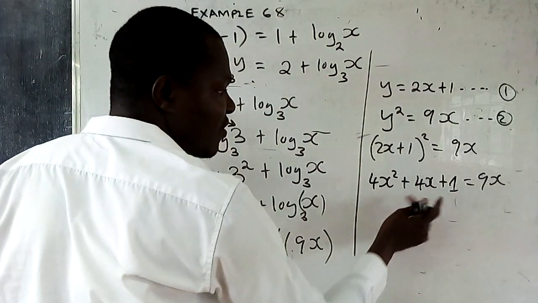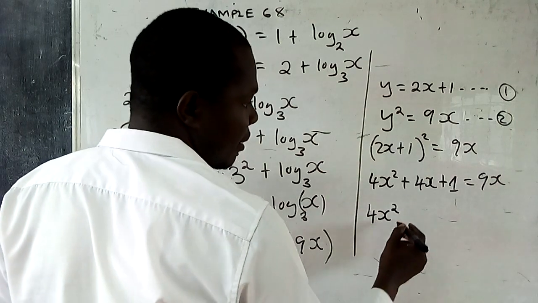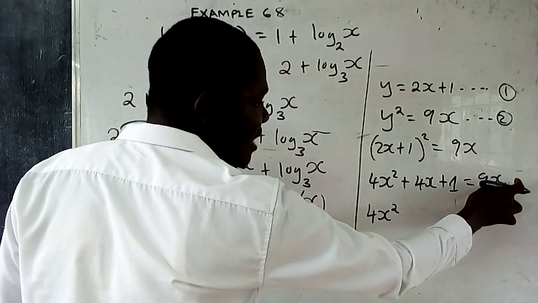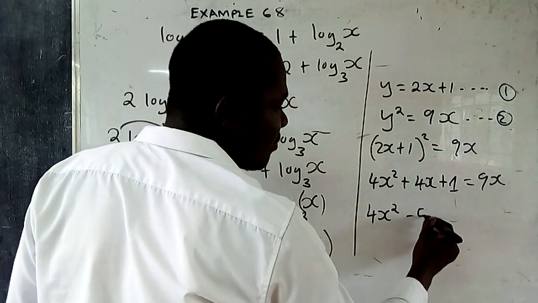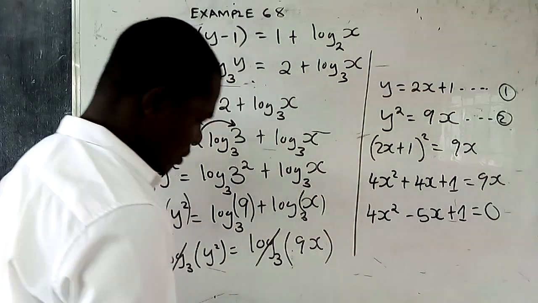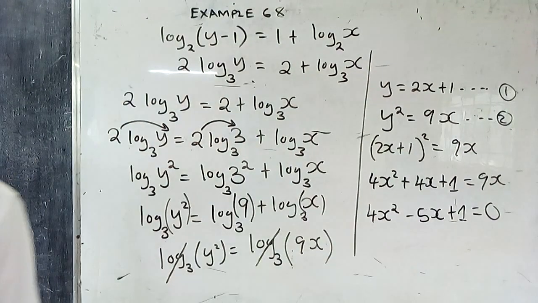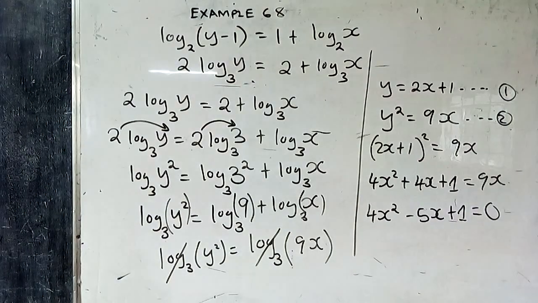So bringing 9x to this side, what do you have? 4x squared plus 4x minus 9x, you get negative 5x, plus 1 is equal to 0. So which numbers give you a product of 1 and a sum of negative 5? You use factorization. A sum of negative 5 and a product of 4. See, that is negative 4 and negative 1. Isn't it? Negative 4 and negative 1?